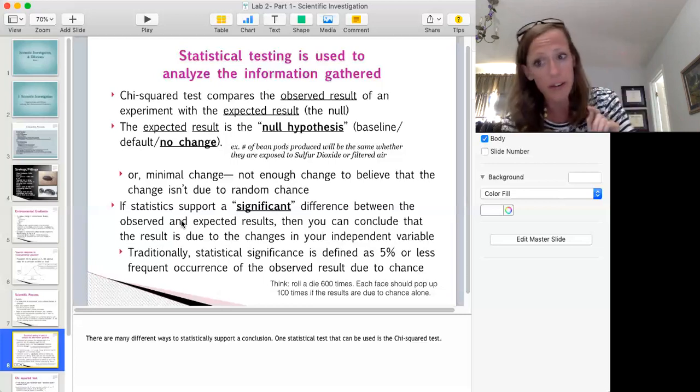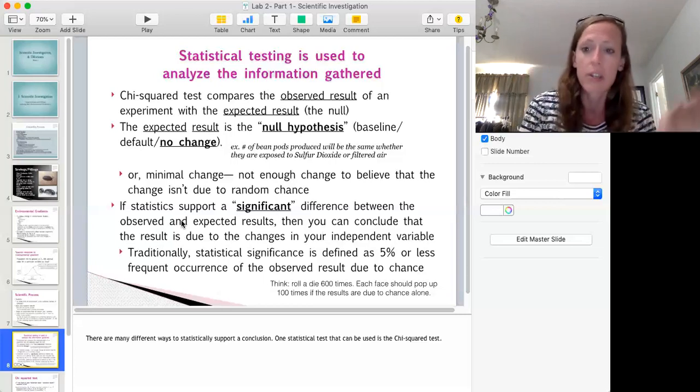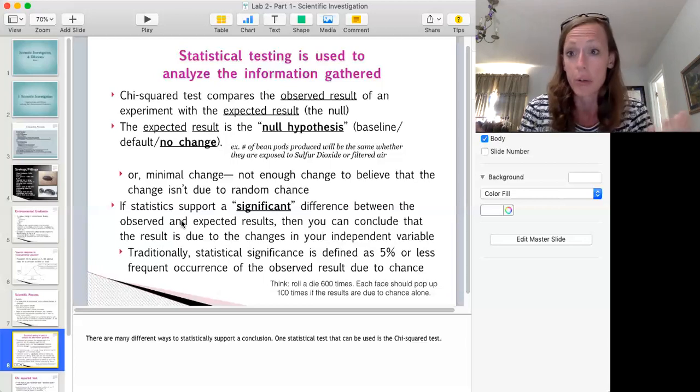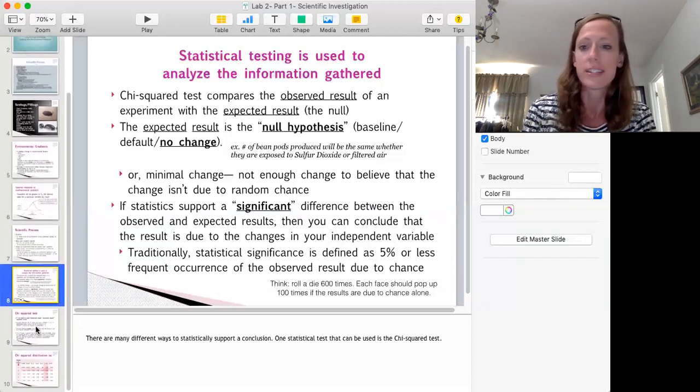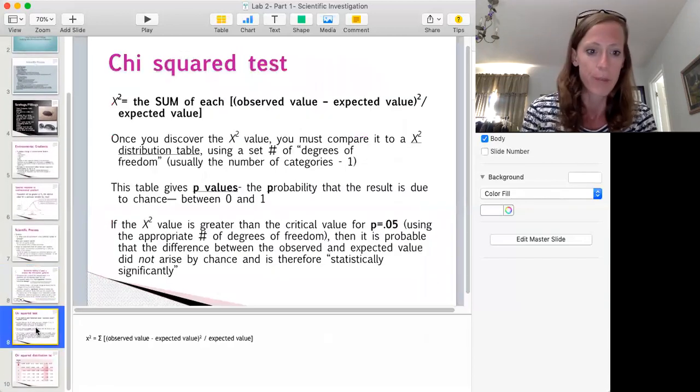That die is weighted or something. So there's something out of the norm, and I'm going to conclude that this is not just due to chance, right? So that's what we're basically supporting when we do statistical analysis of our experiments, okay?